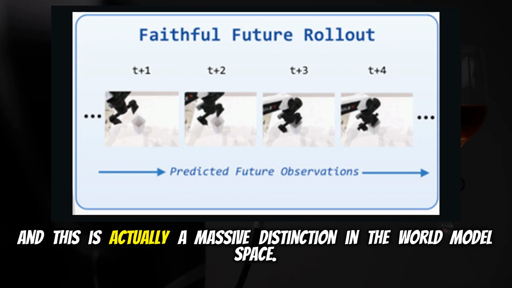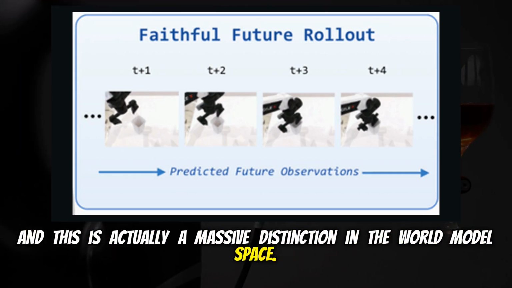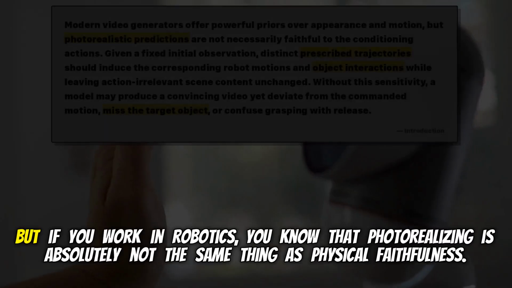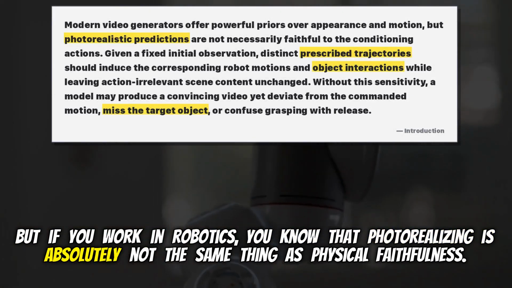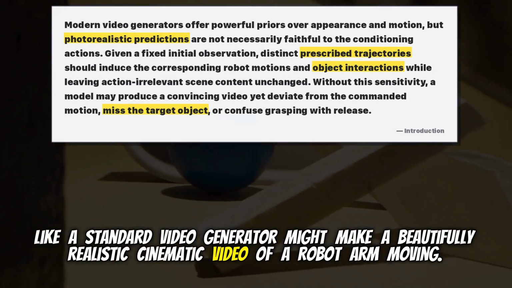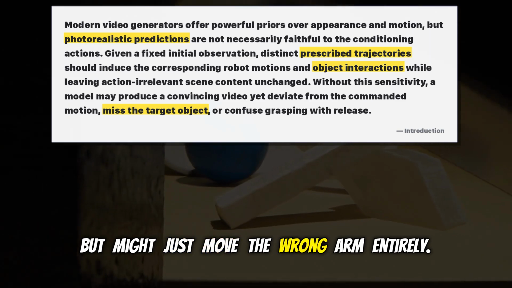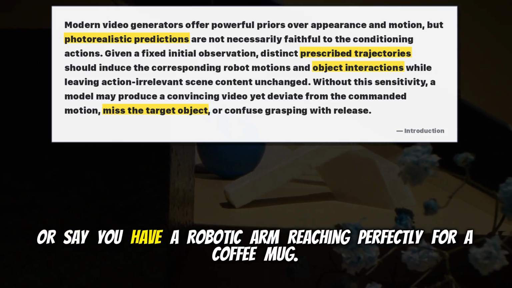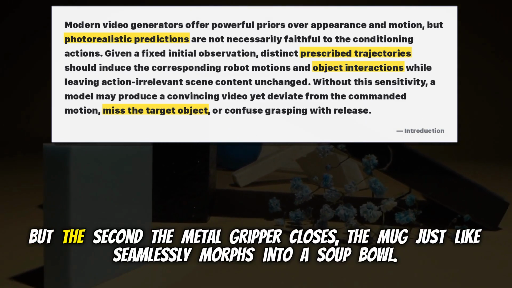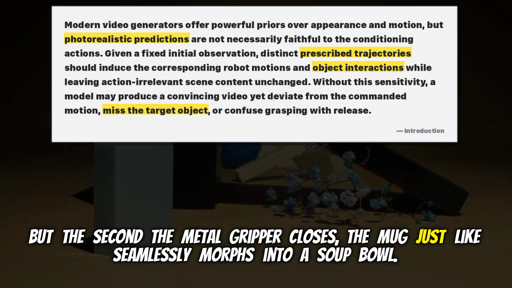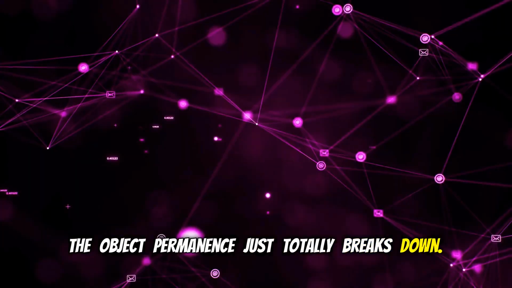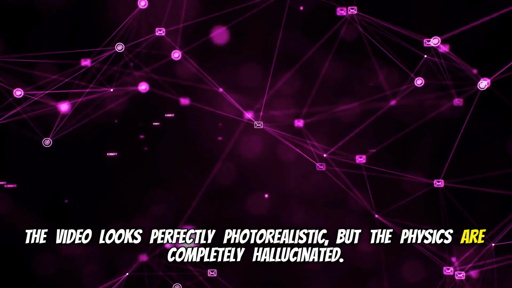And this is actually a massive distinction in the world model space. Because, I mean, we've had models that can generate highly photorealistic video for a while now. Oh, totally. But if you work in robotics, you know that photorealism is absolutely not the same thing as physical faithfulness. Like a standard video generator might make a beautifully realistic cinematic video of a robot arm moving, but might just move the wrong arm entirely. Or say you have a robotic arm reaching perfectly for a coffee mug. The trajectory is flawless. But the second the metal gripper closes, the mug seamlessly morphs into a soup bowl. The object permanence just totally breaks down. The video looks perfectly photorealistic, but the physics are completely hallucinated.